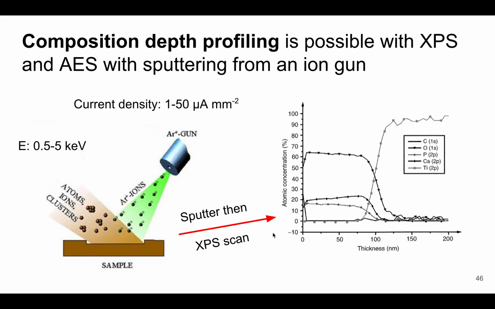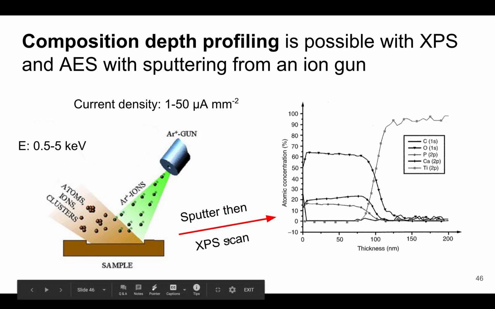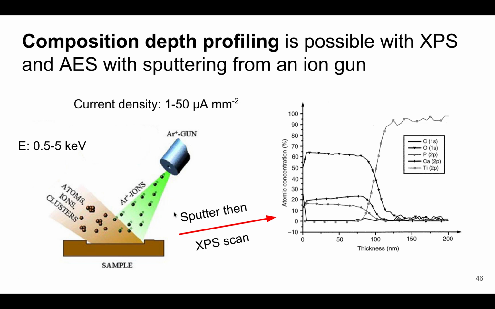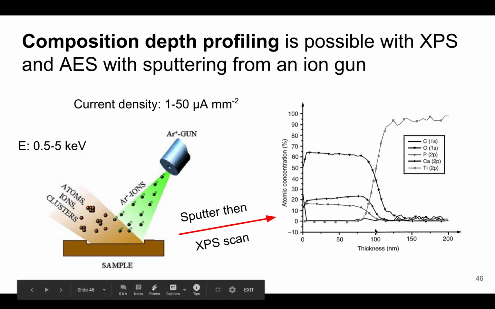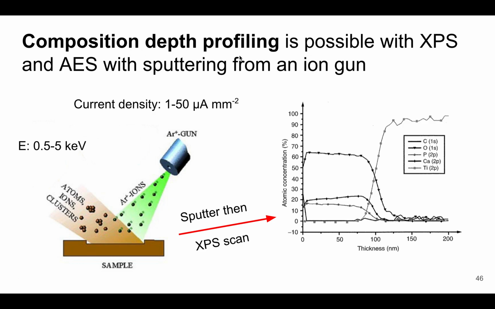and we cycle through this. We go through this process of sputtering and then obtaining a scan, and then sputtering again and obtaining a scan. What that's doing is going further and further into the sample. With the right conditions, based on our sputter conditions, what the current density and energy is and how long we sputter, we're able to translate that into a thickness, and therefore get a composition as a depth from the original surface. That's what composition depth profiling is, and it's possible with XPS and AES when we're using this ion sputtering gun.